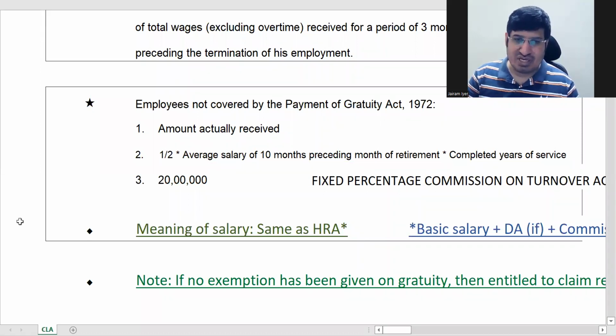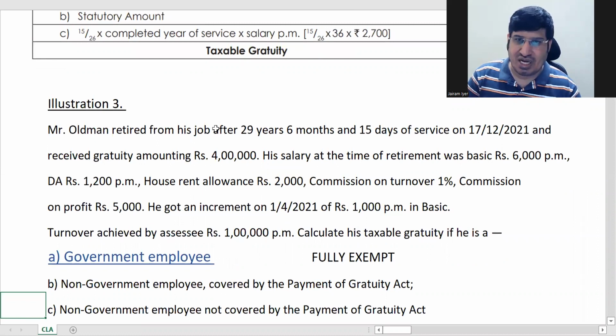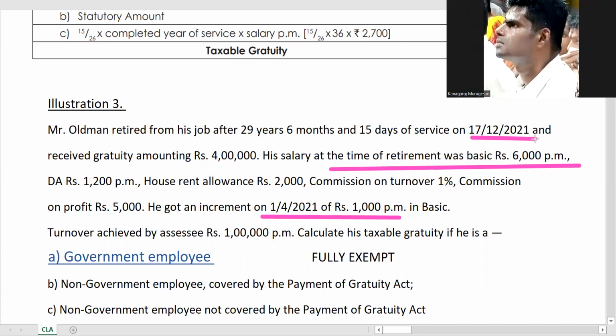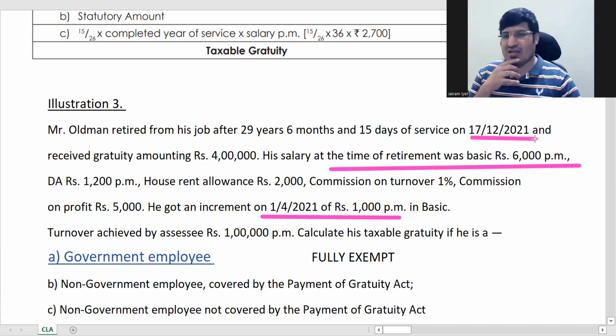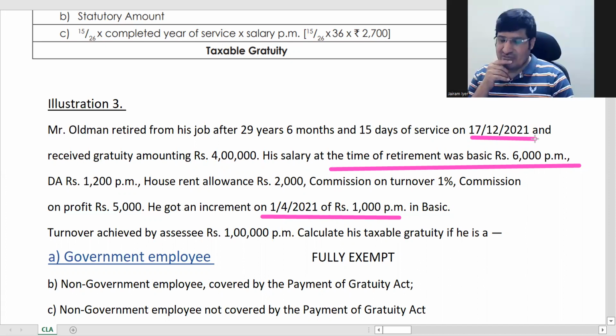See, at the time of retirement, now two things you have to correlate. One is at the time of retirement, basic was 6,000 per month. Increment is only there in basic, and the increment was on 1/4/2022 of 1,000. And we need 10 months till November, correct? January, February, March, he got 5,000. After that, he got 6,000. After 9 months, he got 6,000.